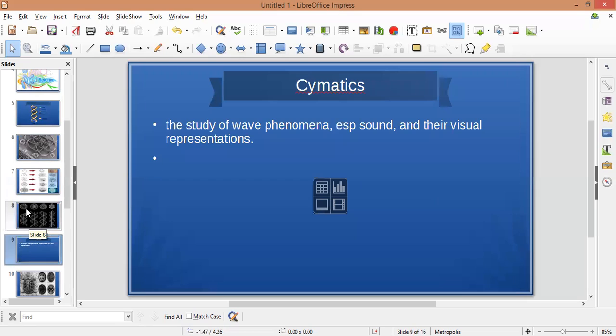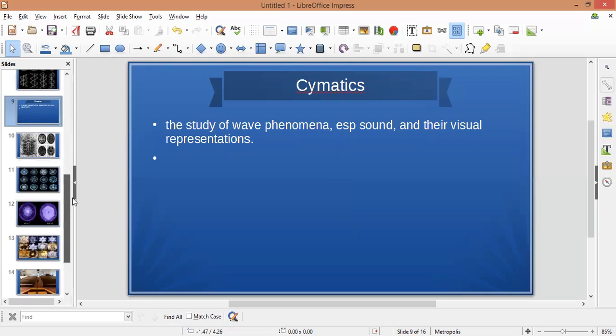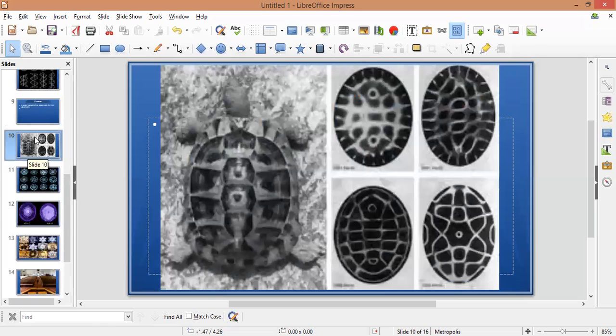So what is cymatics? Well, it's the study of wave phenomena, especially sound, and their visual representations. I'll give you guys an example. You have the turtle here, and you have some harmonic frequencies that make up the turtle. Now, the thing about the turtle is the turtle used to be revered by ancient people. I'm going to show you why.